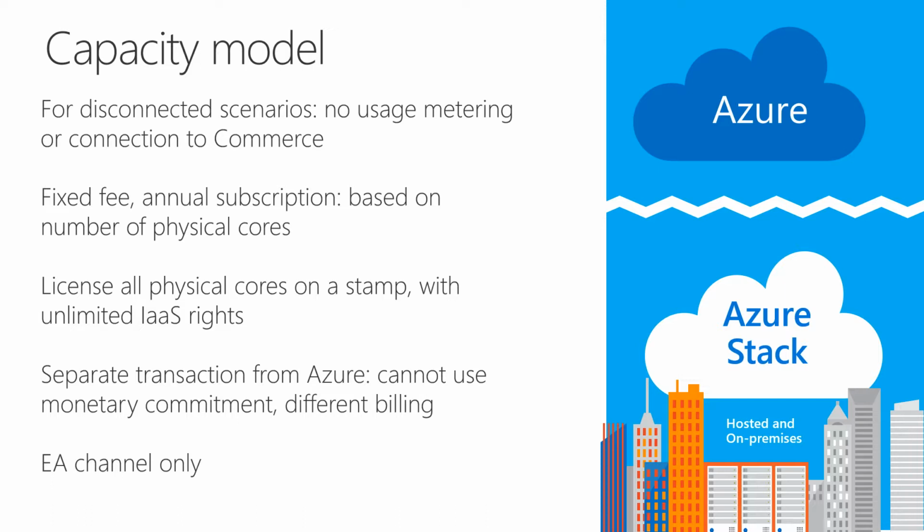Instead, there is a fixed fee as an annual subscription, which is charged based on the number of physical cores, and you must license all physical cores on an Azure Stack system. But this gives unlimited use rights for running infrastructure as a service components. Transactions happen separately to Azure, and you cannot use monetary commitment, and it uses different billing. And also, it's only available with the Enterprise Agreement channel.